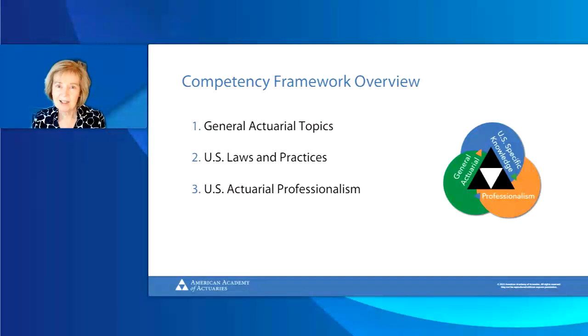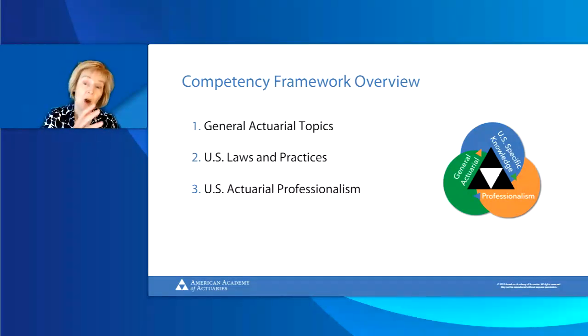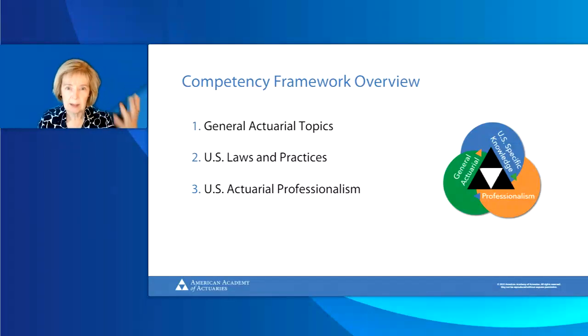But we recognize that these syllabi will continually be changing over time. So an applicant will have to consider each of these topics listed in the framework and what they learned while earning their designation to make sure that they've covered all of the topics that are in here. Now, you don't have to do it alone. Additional detail will be available from the Academy through learning objectives for each competency, but that's the idea behind the general actuarial topics. The second is the US-specific laws and regulations.